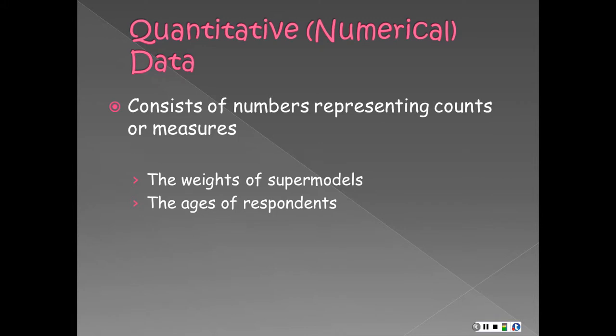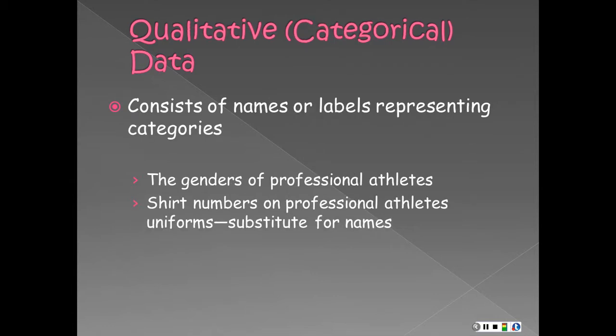So we have a few types of data. The two that we're going to look at will be quantitative or numerical data, which consists of numbers representing counts or measures. So like weights, ages, anything that represents a count or a measurement is quantitative. And then qualitative or categorical, you can use either word. I think usually I'll say categorical, consists of names or labels representing categories. So genders, and then shirt numbers, even though shirt numbers on jerseys are numbers, they're just substitutes for names, so it's still just a category.